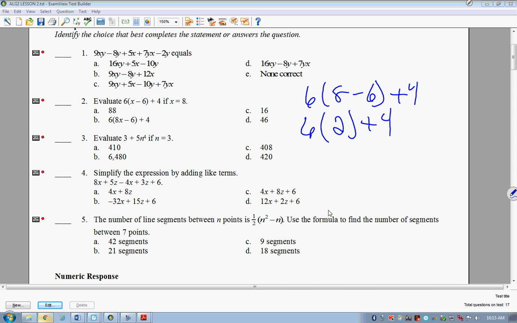Okay, Jewel, what would you do after that? We got 6 parentheses 2 close parentheses plus 4. And get 12. 12, bring down the positive 4. 12 plus 4, 16. Okay? All right, so we got that.